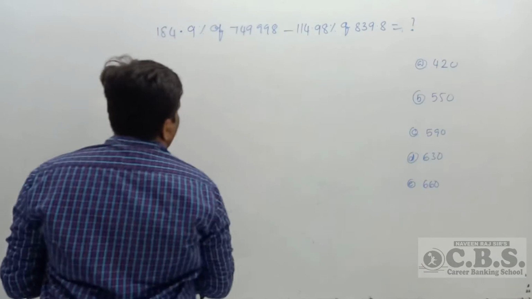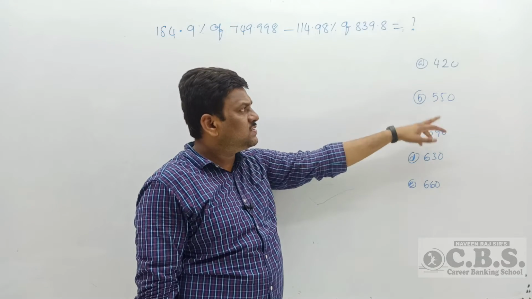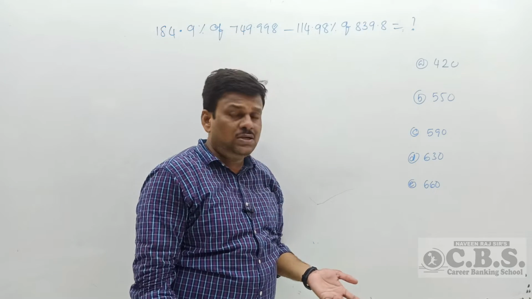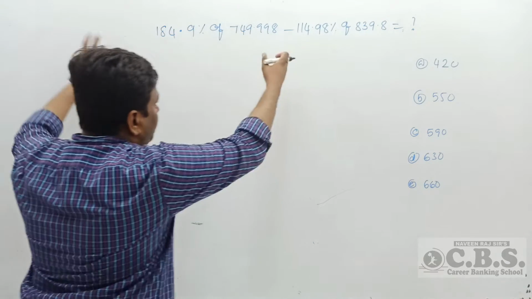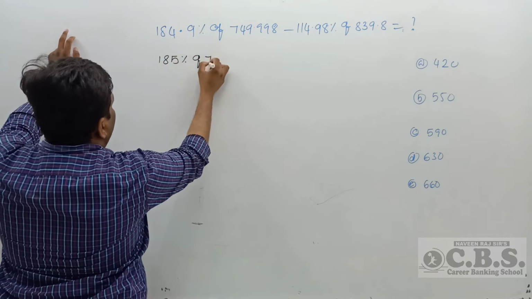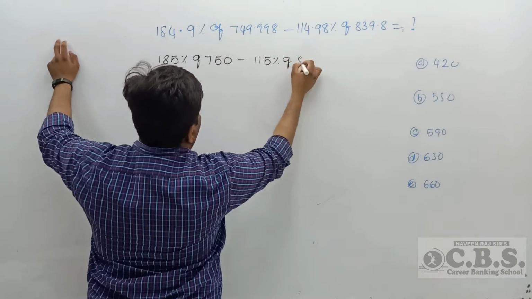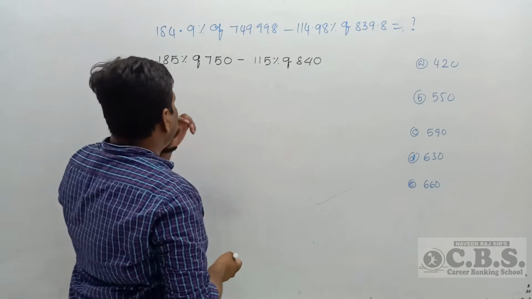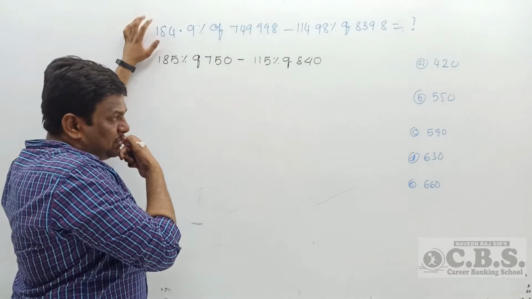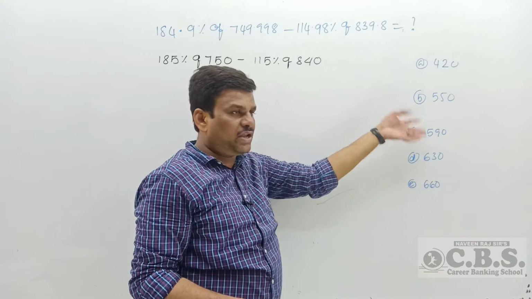184.9% of 749 minus 114.98% of 39.8. So the difference is here 130, here 40, here 40, 40. So less difference means you go for a very accurate method, and it is not a big problem. I take 185 percentage of 750 minus 115 percentage of 840. So here I increased 0.002 and a decimal percentage, nothing but less. So approximately 0.0 something. So you get a very accurate value, okay.